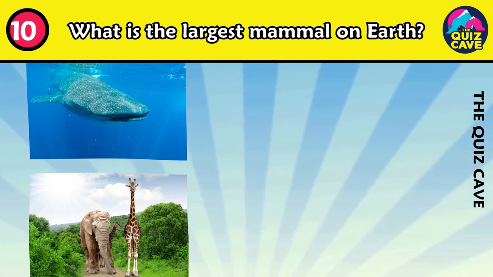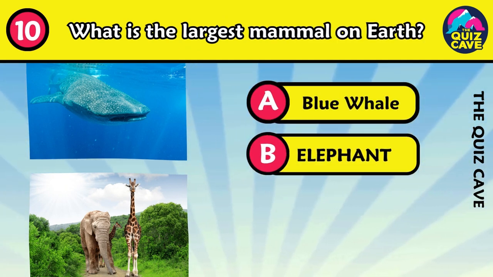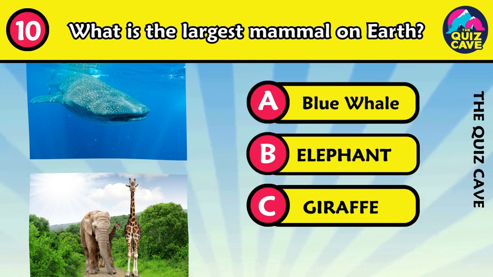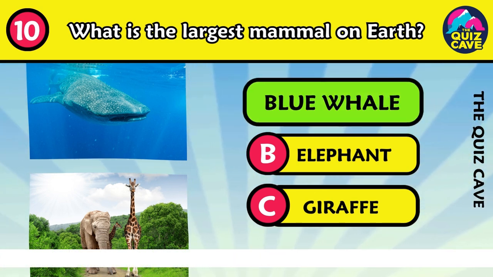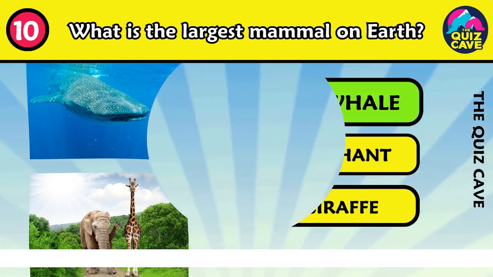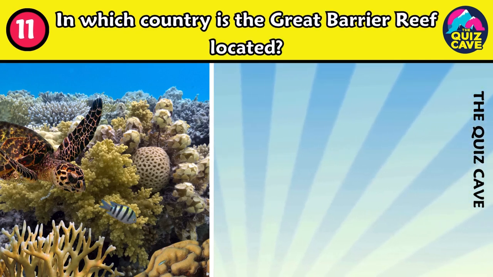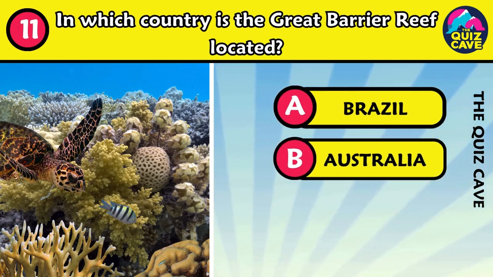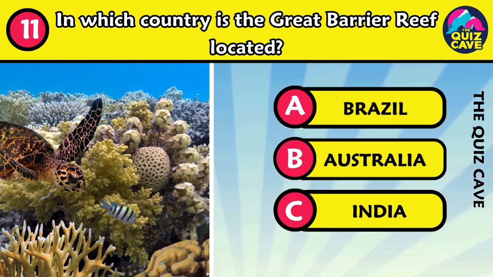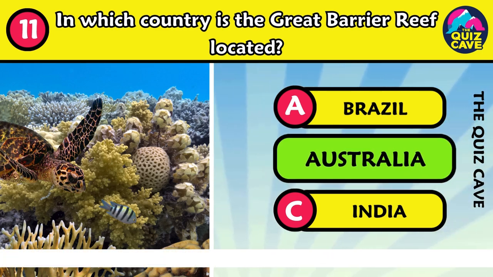What is the largest mammal on Earth? Blue whale. In which country is the Great Barrier Reef located? Australia.